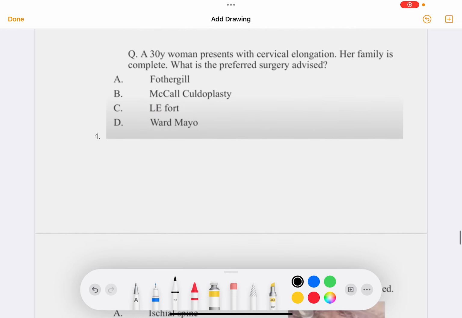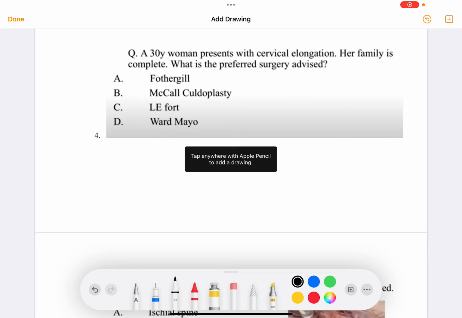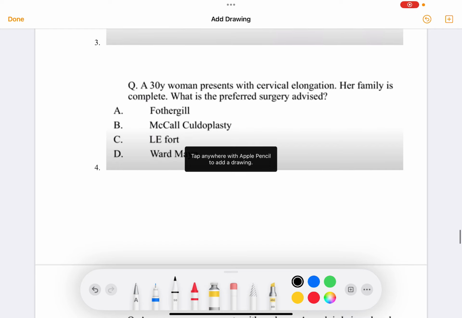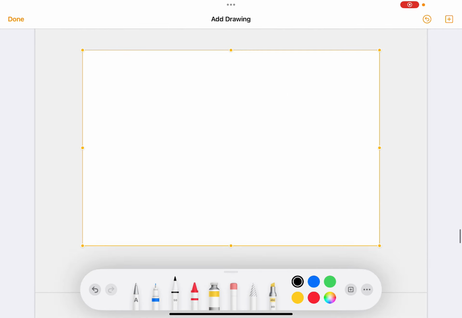Question number 4. A 30 year old woman presents with cervical elongation. Her family is complete. What is the preferred surgery advice? So basically the preferred surgery advice will be Fothergill's operation. This is because whenever the prolapse is because of increased length of the cervix, if the cervix is elongated, then what we generally do is go for cervical amputation.